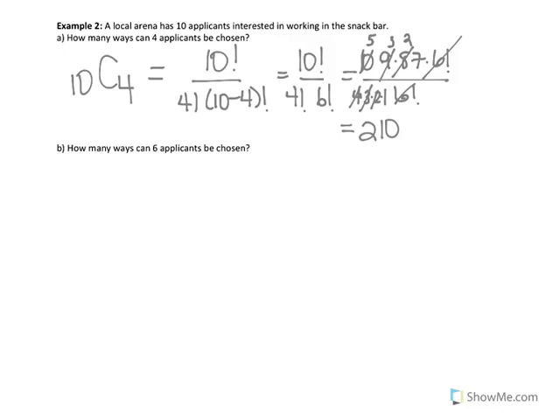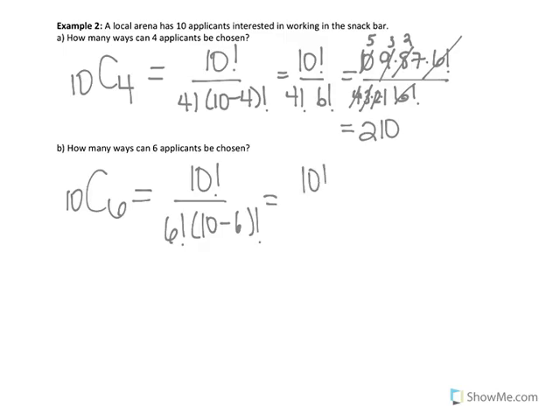How many ways can 6 be chosen? So I would do 10 choose 6. So it would be 10 factorial divided by 6 factorial, 10 minus 6 factorial. Getting ahead of myself, that is equal to 10 factorial over 6 factorial, 4 factorial. And what you should notice is this is the same as this. So it's going to also be 210. Choosing 6 people is no different than choosing 4 people.